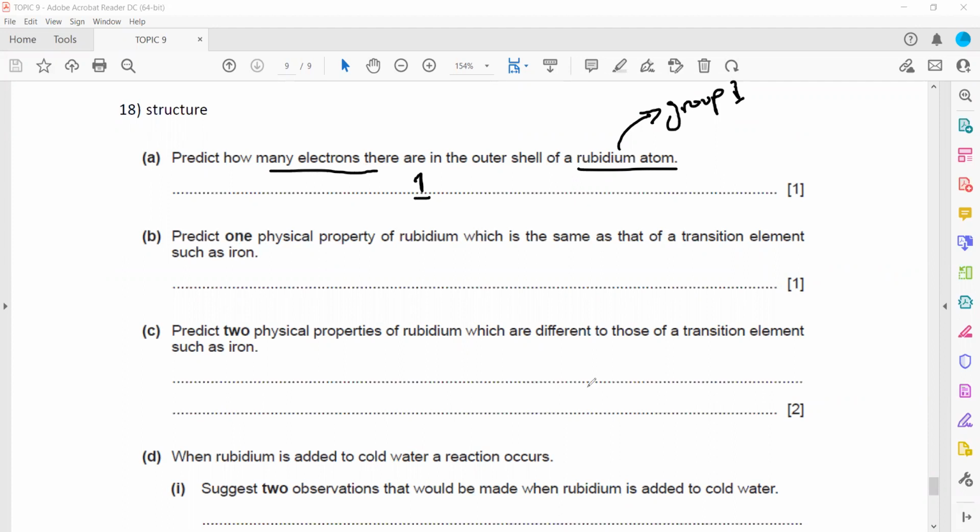Predict one physical property of rubidium that is the same as the transition elements. So what is the characteristic of the transition elements? They can conduct electricity. This is a common physical property for all the metals. So it is a good conductor of electricity. All the metals have free electrons. Two physical properties which are different from the transition elements: they are usually soft and they have a low melting point.